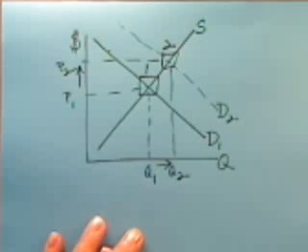For our examples, only one of the items will change. That is, either supply will change or demand will change. For our purposes, the other one stays the same.